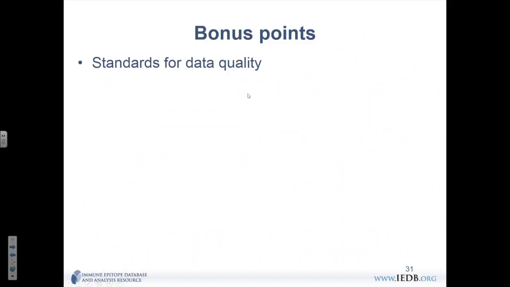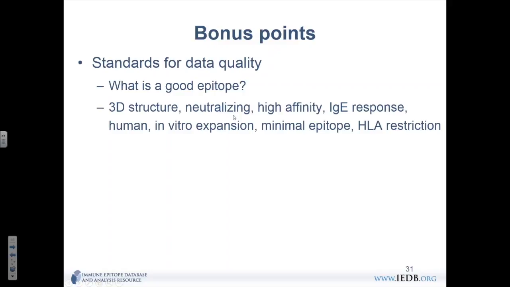Bonus points. I was reminded yesterday, there were a number of talks about data quality. We've gone through that for the IEDB a lot. People were saying you shouldn't capture all the epitopes, only capture good epitopes. And everybody agrees with that. But what is a good epitope? Somebody will say, if you don't have the 3D structure of how the antibody binds the antigen, you don't know the epitope, and that's true.